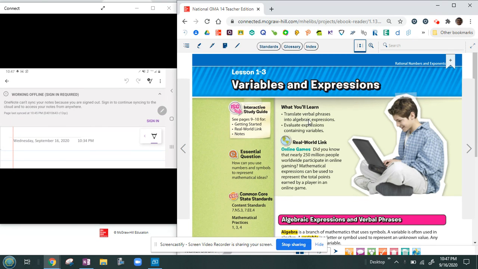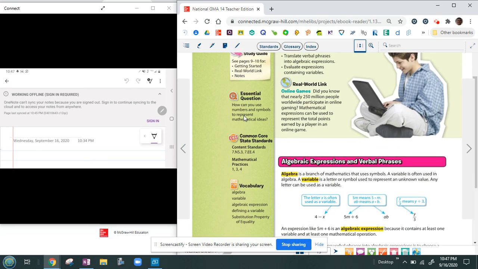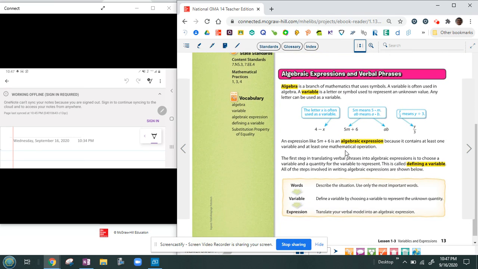Well, yesterday you just changed them into expressions. Now we're going algebraic, which means they have variables. Evaluate expressions containing variables. Evaluate means to substitute out the variables for numbers and simplify using order of operations. All right. Our essential question: how can you use numbers and symbols to represent mathematical ideas? All right. So we'll get started.